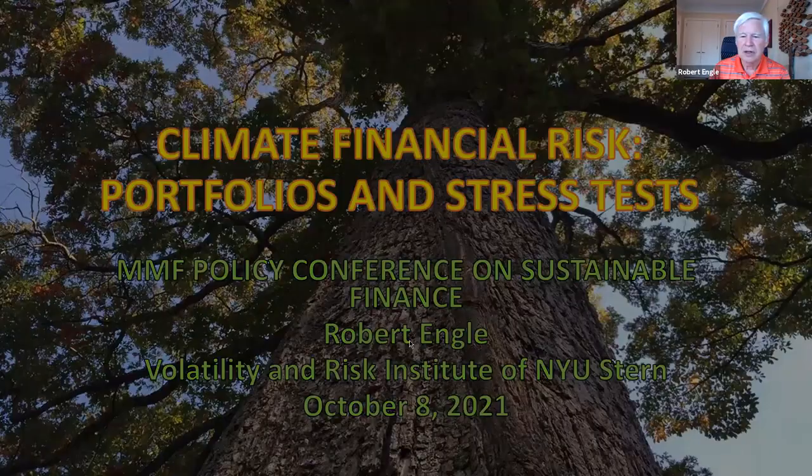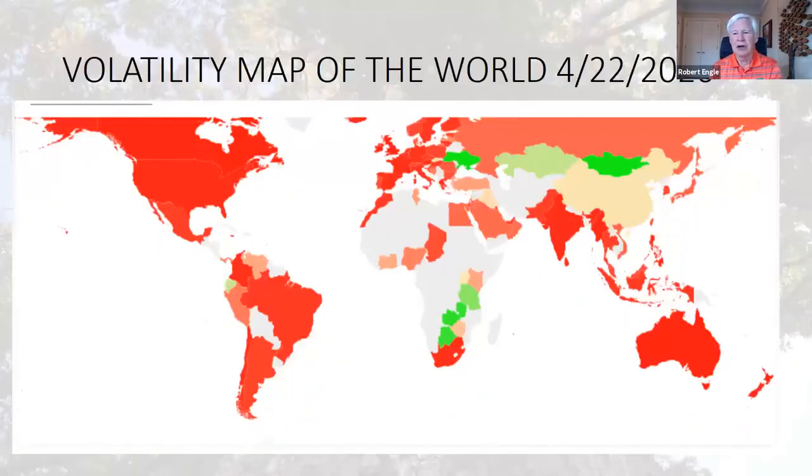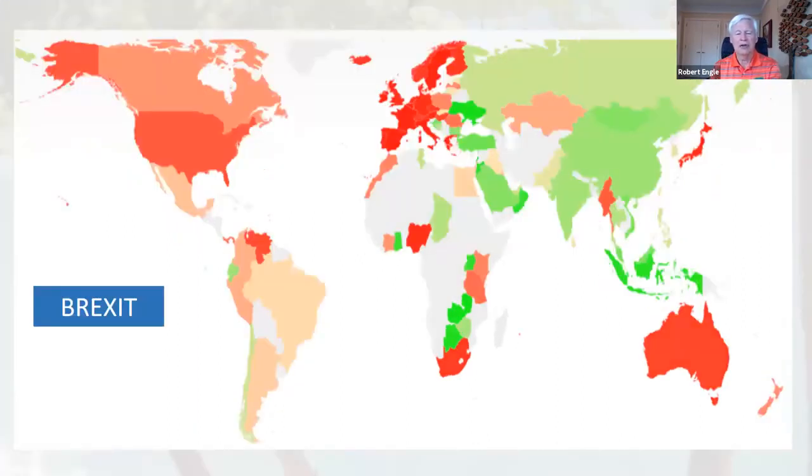So just as a starter, let me show you the volatility map of the world, which is on VLAB and is updated every day. I said this is today, but it actually, I think, is last week. And you see green is where countries have low equity volatilities. Red is where they're high. And it's obviously a very green map, but it isn't always like that. A year ago, that is in March of 2020, the map was extraordinarily red. And this was in the heart of the pandemic. If you look right after Brexit, you see it's mostly red, especially in the European region and a lot of the European trading partners.